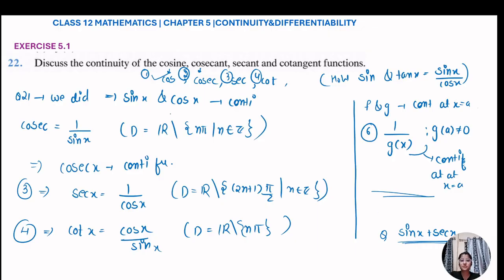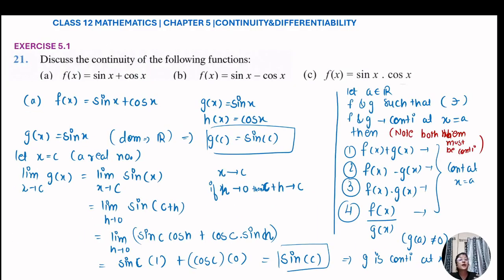In this question 22, which is a very important question, you have learned in which domain all your trigonometric functions are continuous. You have found this here. And the important question that you did in question number 21 is how you use this continuity of your trigonometric functions. This is a very important part, and this kind of question is asked frequently in the board exams. As you can see, this type of question is very easy, like here you have to check only for sin x plus cos x.